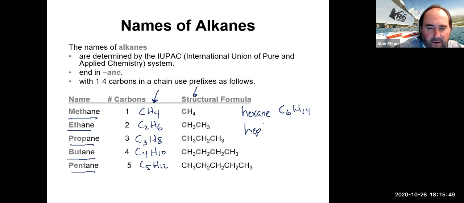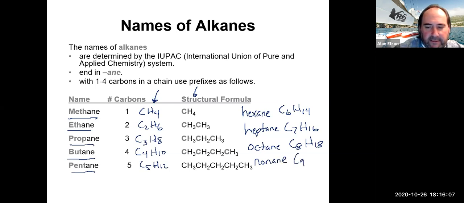Heptane is 7 carbons and would have 16 hydrogens. Octane, ANE, is 8 carbons. 8 times 2 is 16, plus 2 is 18 hydrogens. Nonane is 9 carbons and 20 hydrogens. And lastly, decane, ANE, 10 carbons and 22 hydrogens.